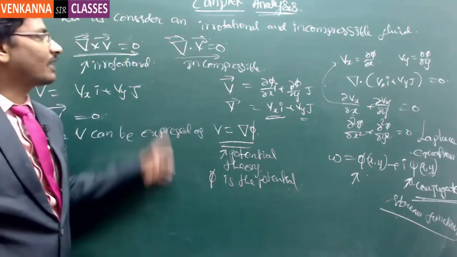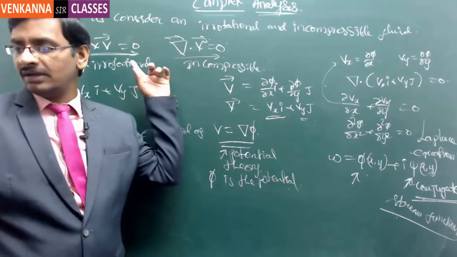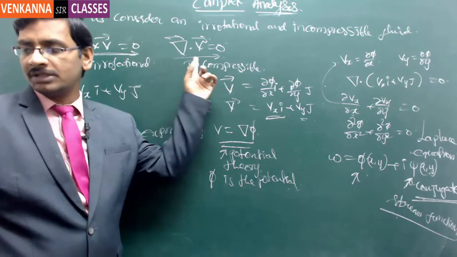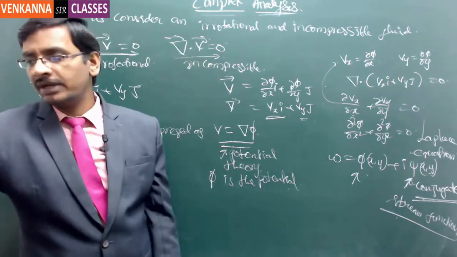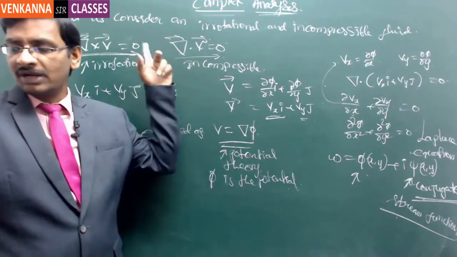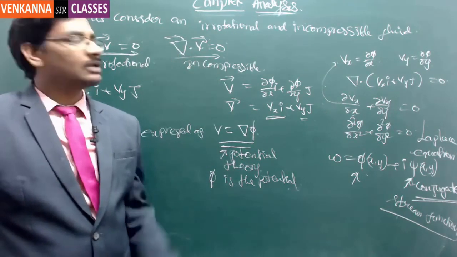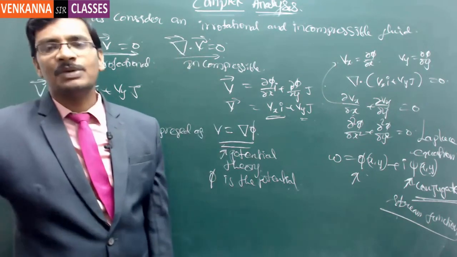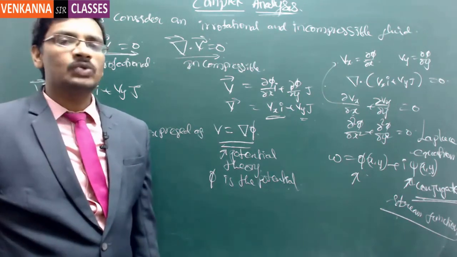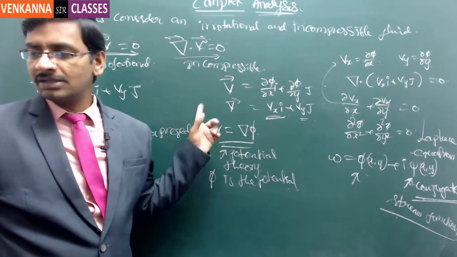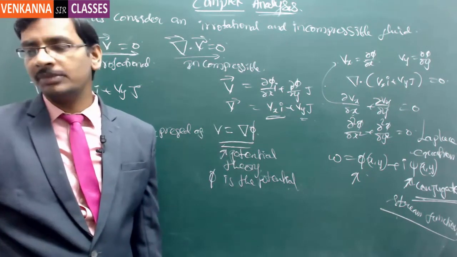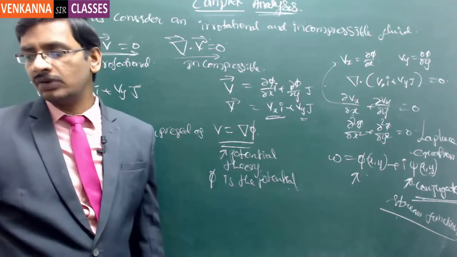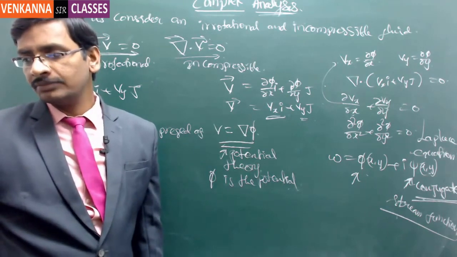Got it? In vector analysis itself, I have clearly explained what an irrotational flow and an incompressible flow are. These two I explained when I dealt with vector calculus. Almost 50% of fluid dynamics I usually cover within vector calculus and complex analysis. The rest of the things I will take up there anyway. Got it?